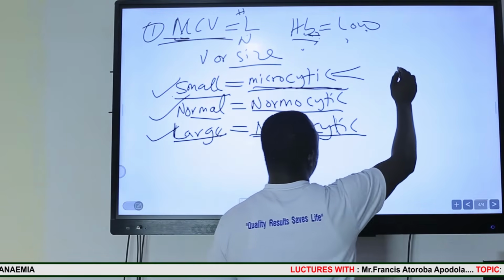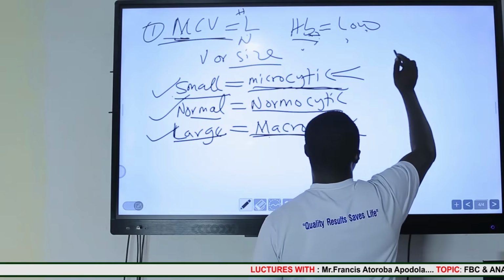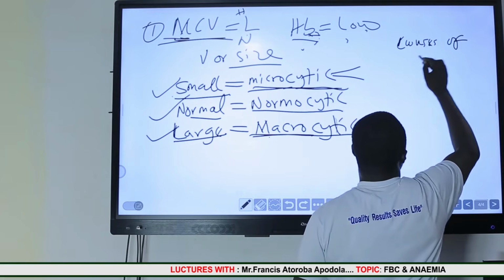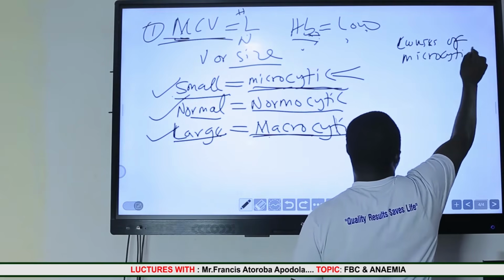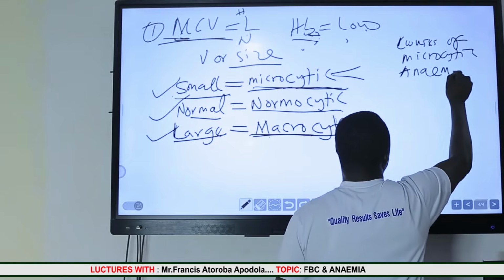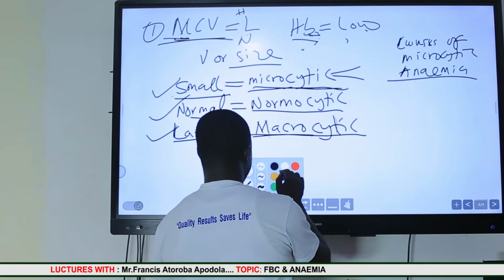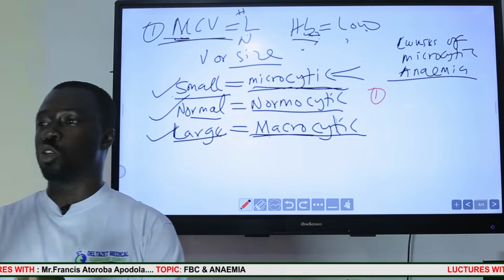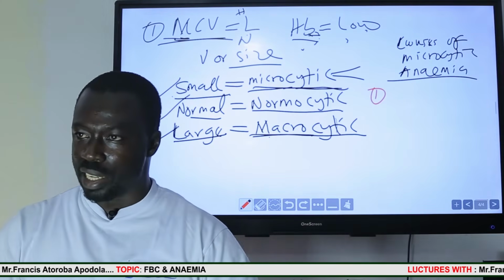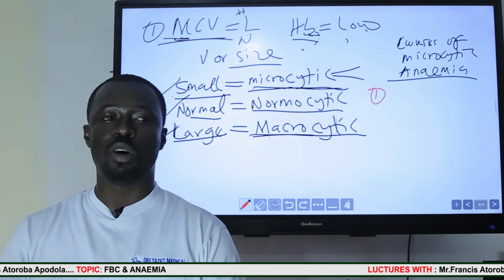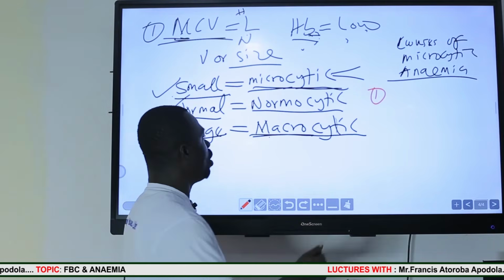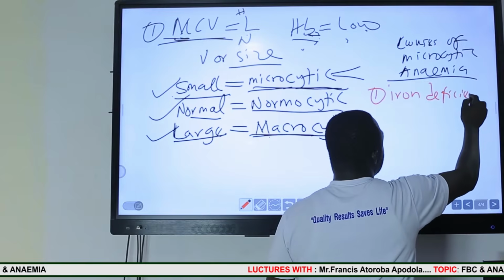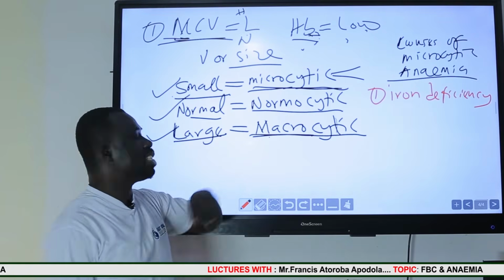So if you want to look at the causes of a low MCV, or causes of microcytic anemia. One of the commonest causes of microcytic anemia, or what makes red blood cell sizes become smaller than normal, is the ingredient we call iron. So iron deficiency is a common cause of microcytic anemia.